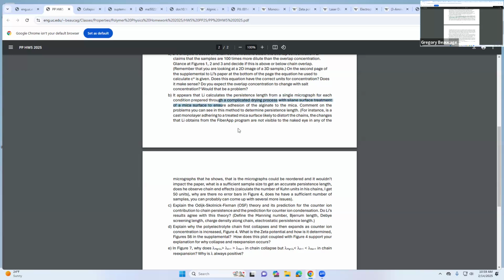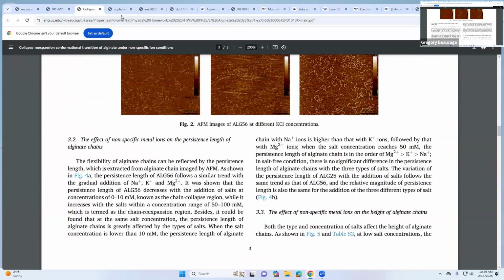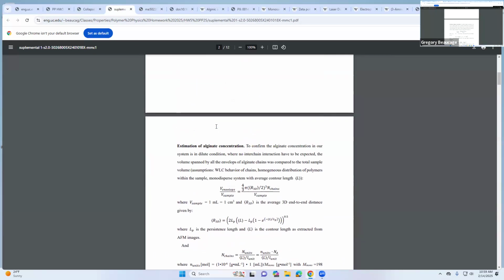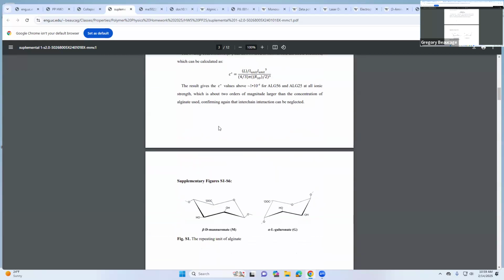This is always the problem with micrograph analysis of things. You're usually only looking at one thing, and the micrographs aren't necessarily randomly selected. So it's sort of complicated: a single micrograph and then a complicated drying process, so it's not necessarily the same structure that was in solution that he's looking at. And then he uses a special equation for 2D persistence in the supplemental, I guess, somewhere. So he has a special equation for 2D persistence.